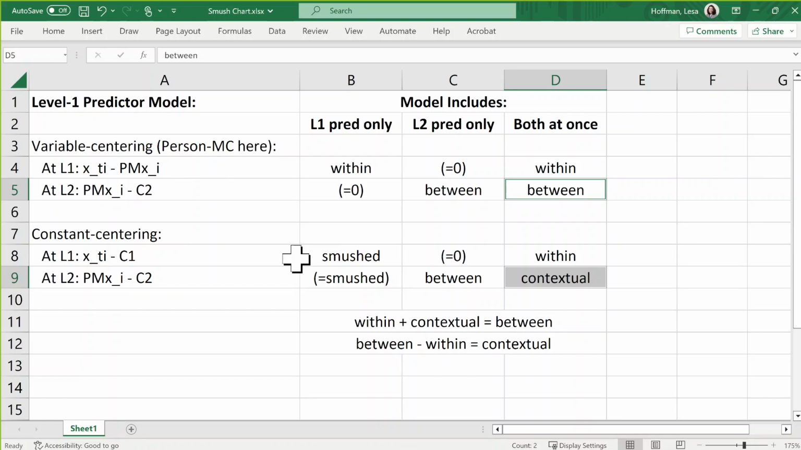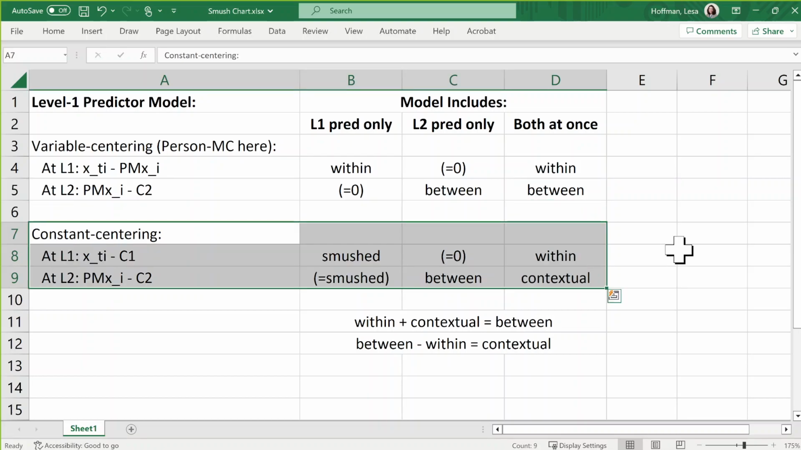So the constant centering version, to me, is much easier to screw up because you have to know what it's paired with to make sure that you haven't created a smushed effect accidentally. And this is a very, very well-known problem. I think the first paper that really laid this out and got cited was maybe 1995 or so.